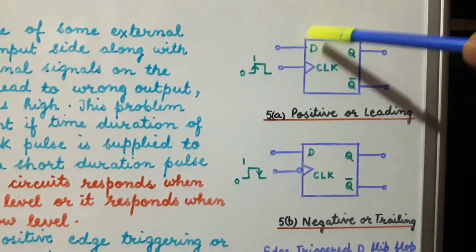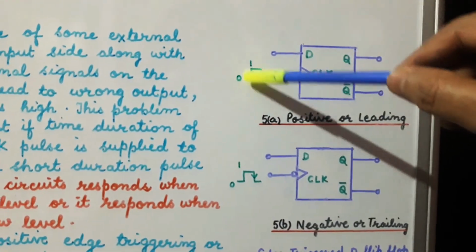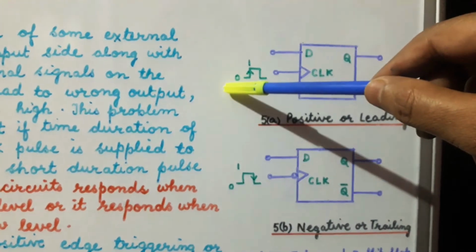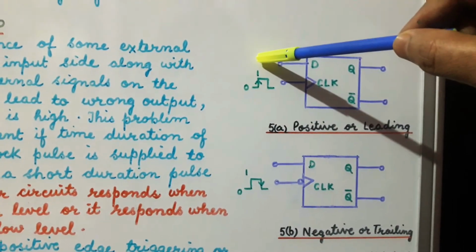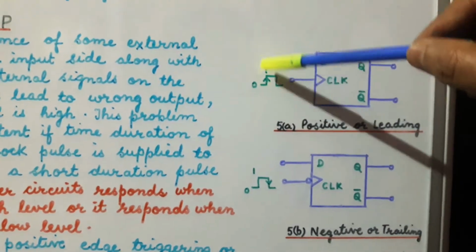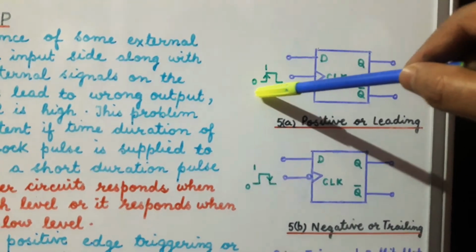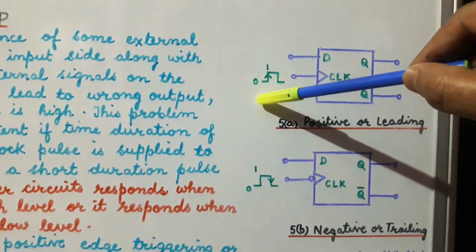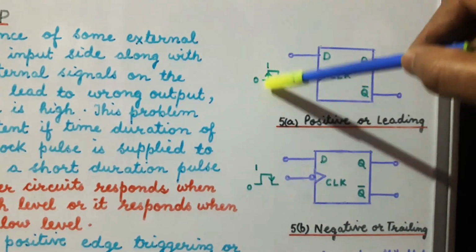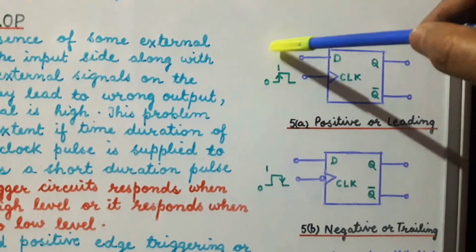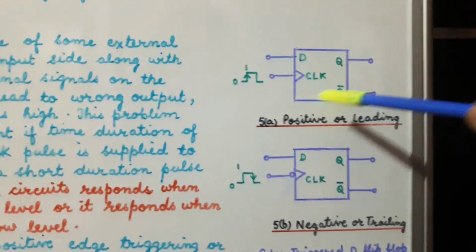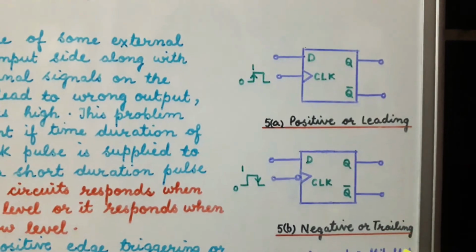So this flip flop will respond when the value of the clock pulse goes from low level to high level. That is, it will respond at this edge, that is when the value of the clock pulse goes from 0 to high, because this flip flop responds at this positive edge. That is why this is known as positive or leading edge triggered D flip flop.